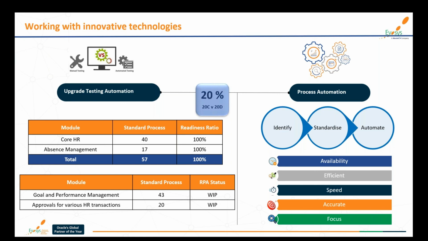Then the final point is around focus. So many processes that are automated, or many candidate processes for automation, revolve around data entry. So if we take these processes away from employees, it allows them to focus on value add activities and it increases that employee engagement as a result.